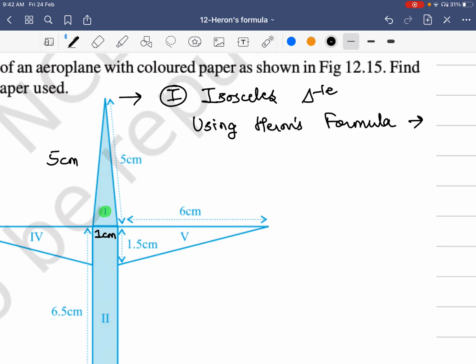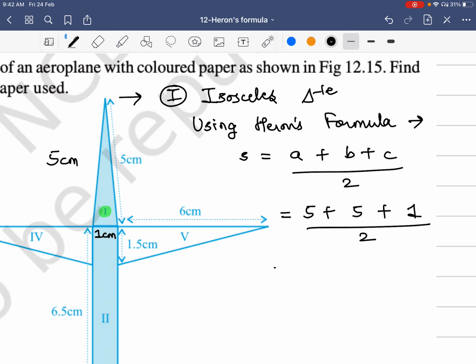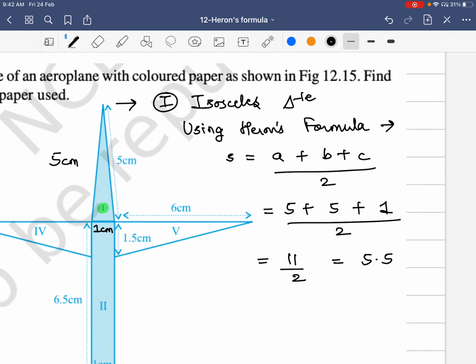first of all, we have to calculate the value of S. S is equal to A plus B plus C the whole divided by 2, where A, B, C are the 3 sides of a triangle. So that is equal to 5 plus 5 plus 1 the whole divided by 2. That is 11 divided by 2, which is 5.5. So the value of S is equal to 5.5.